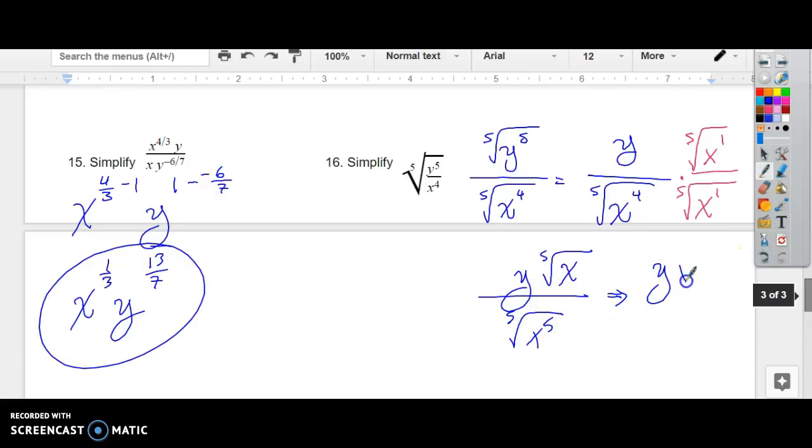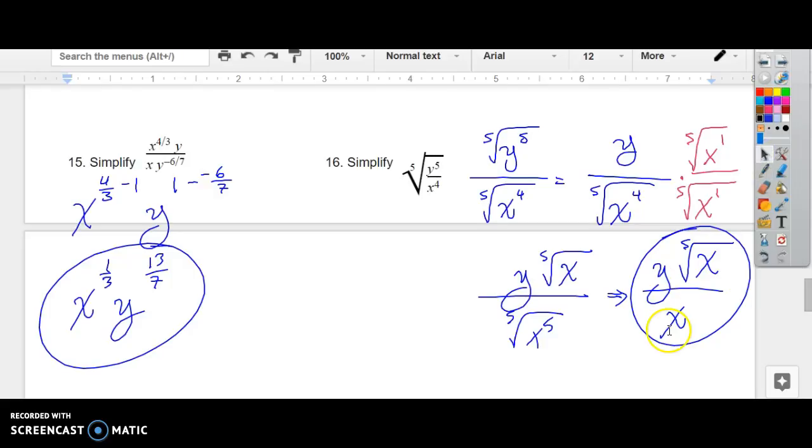So my final answer, like I said, that numerator was finished as such. This was on your review sheet, both of these. So this is your second go with it.